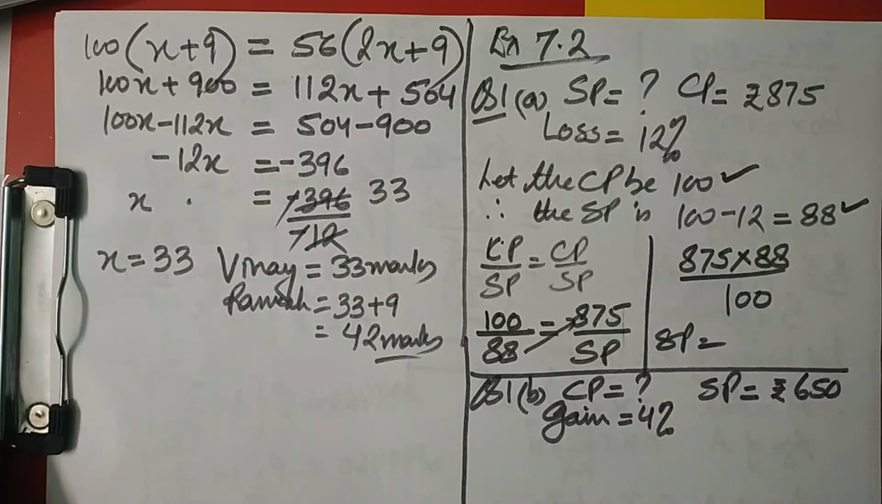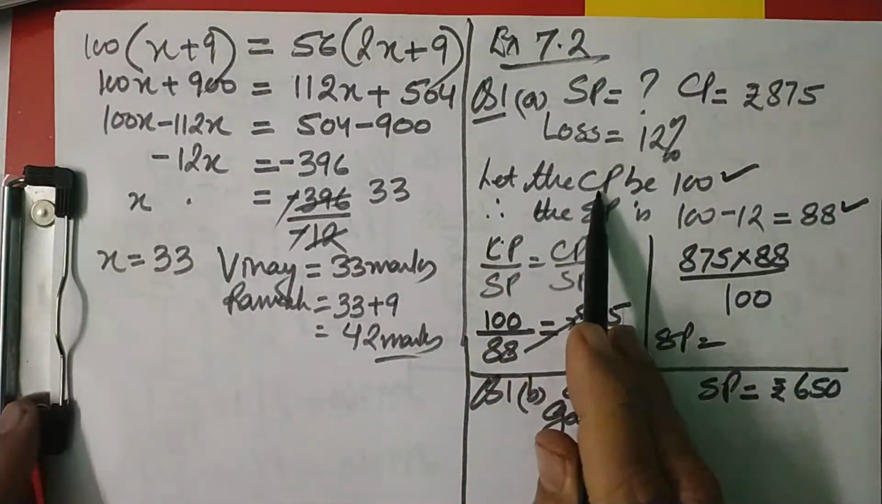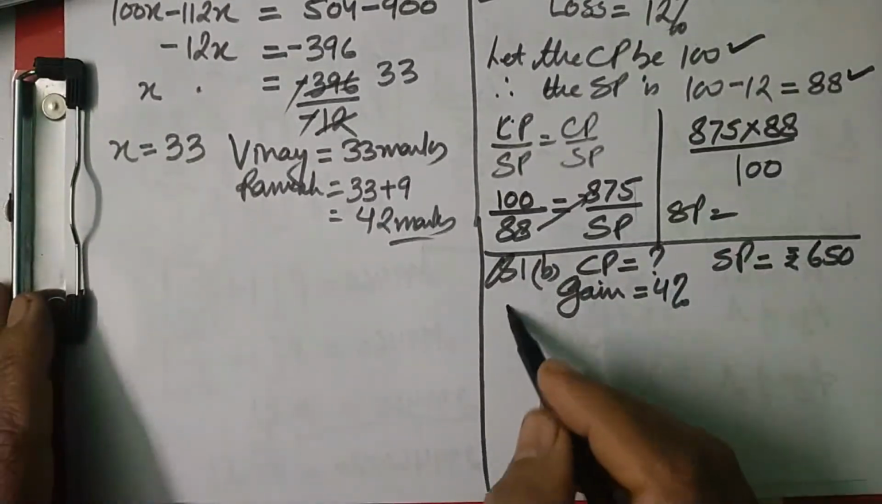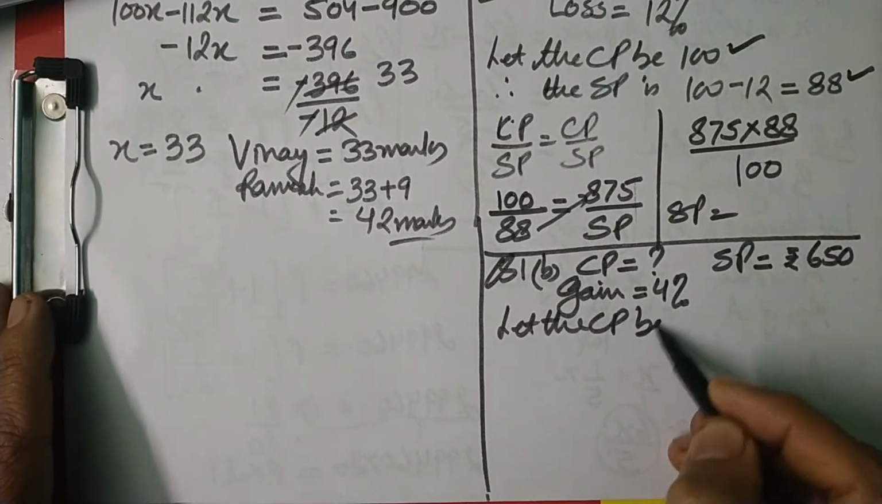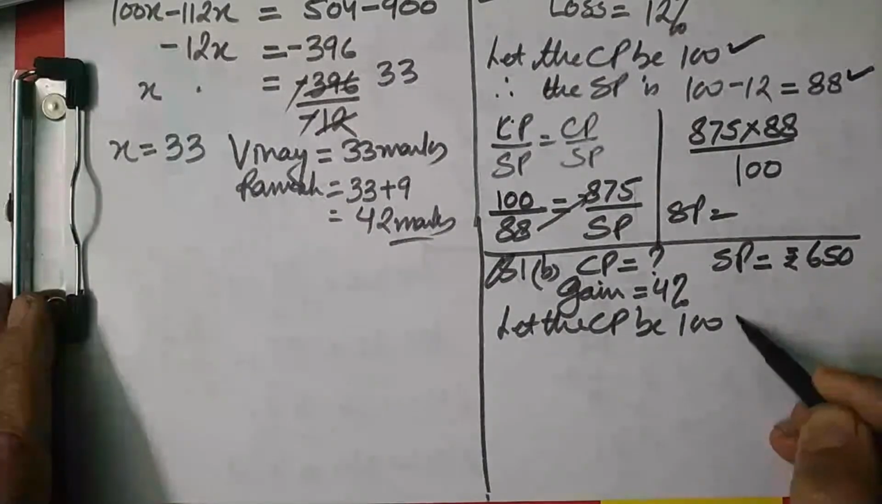In your book there are 4 formulas given. If you are able to do those formulas, you can use them. Otherwise you can use what I am telling you. Both the questions are different, but I will solve both with the same method. See, I have written let the CP. In this question also I will write let the cost price be 100. Same thing.